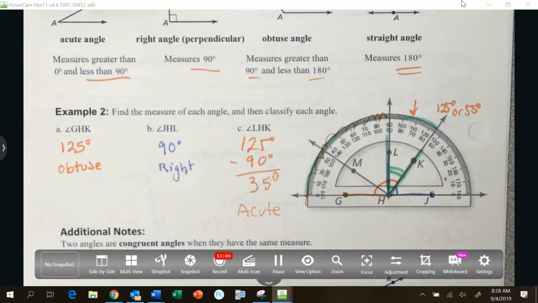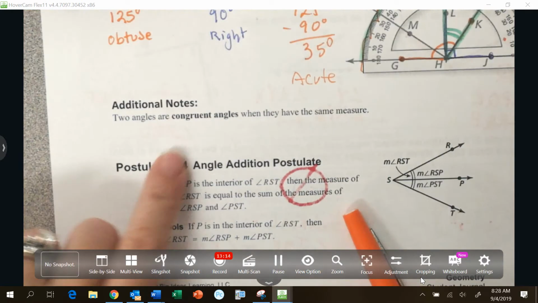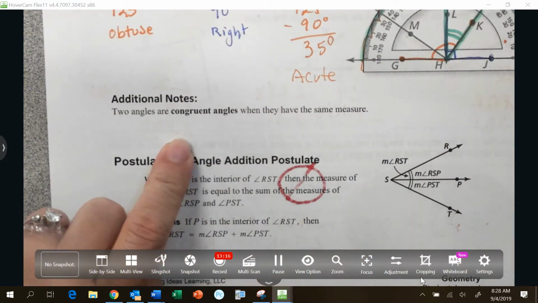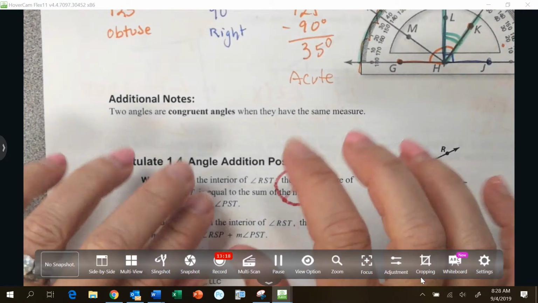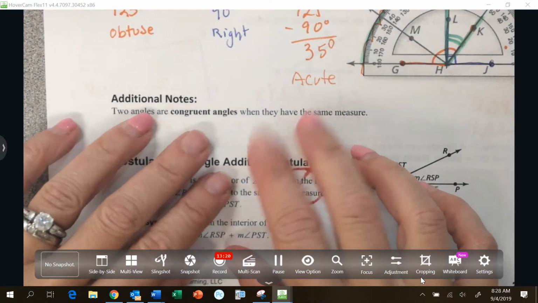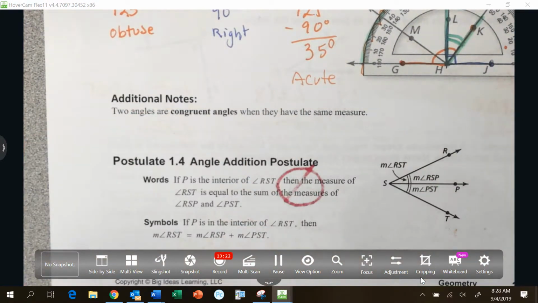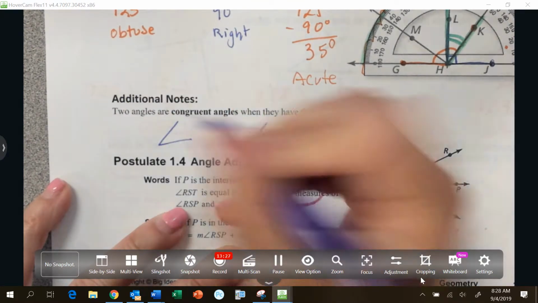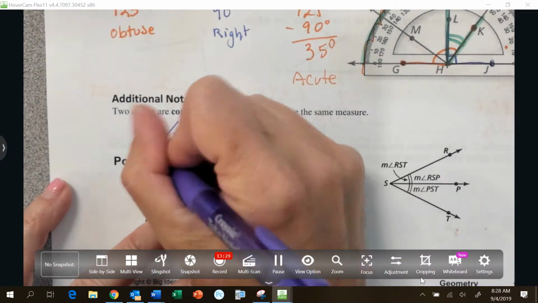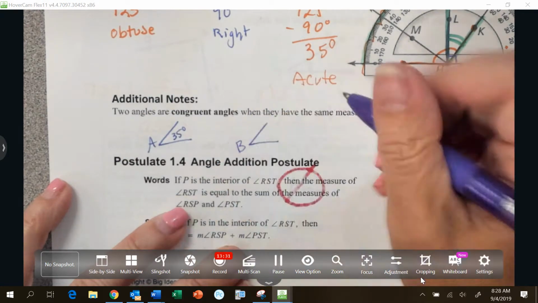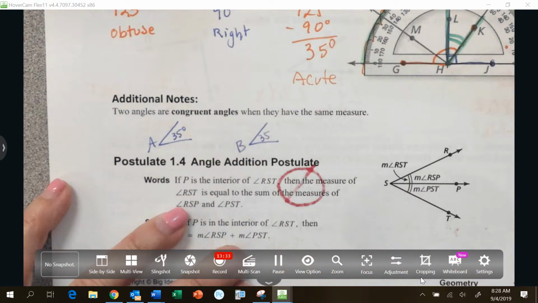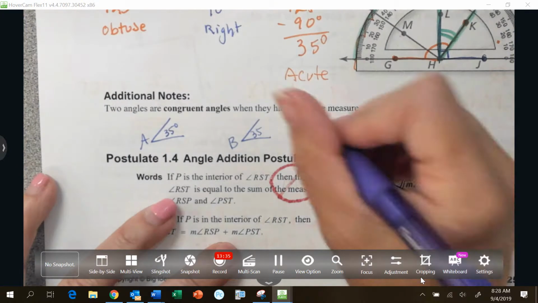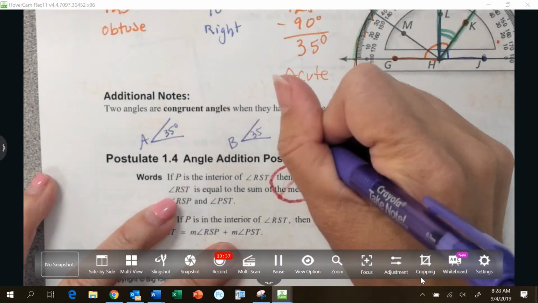No. All right, next is two angles are congruent angles when they have the same measure. So we have this kind of thing with line segments. We also have it with angles. If I give you two angles and they're both 35 degrees, I'll give you angle A and angle B. We could say their measurements are congruent, looks like this.